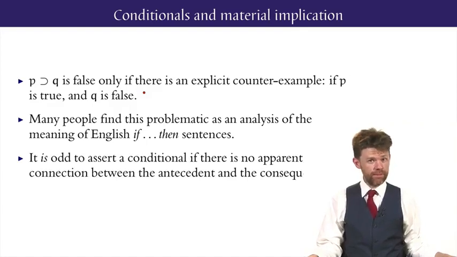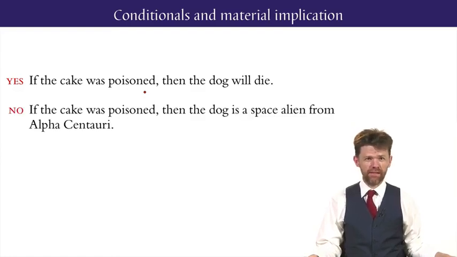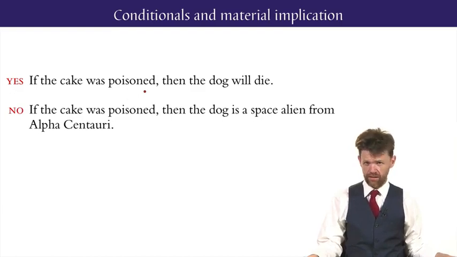Now, one reason that people get hung up is that it's very, very strange to assert a conditional when there seems to be no connection between the antecedent and the consequent. It's okay to say that if the cake was poisoned, then the dog will die, at least if we suspect that the dog ate the cake. It's much harder to think of a scenario where it's appropriate to say that if the cake was poisoned, then the dog is a space alien from Alpha Centauri.